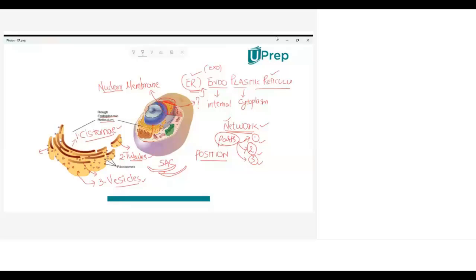Yes? Ma'am, in the figure you gave, the dot-like structures are called ribosomes, but you wrote vesicles. What are vesicles and ribosomes? Let me explain. Vesicles are vacuole-like structures. In this diagram, those are not ribosomes. I'll discuss the ribosomes on the next slide, in the functional aspect. These are not ribosomes, these are vesicles.